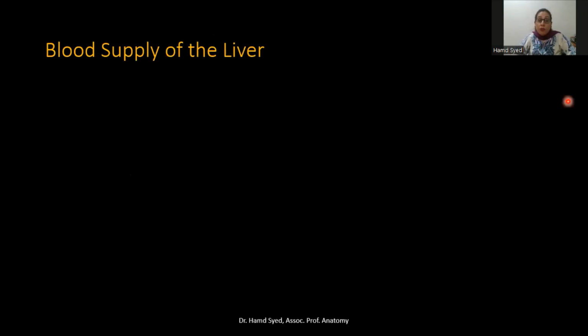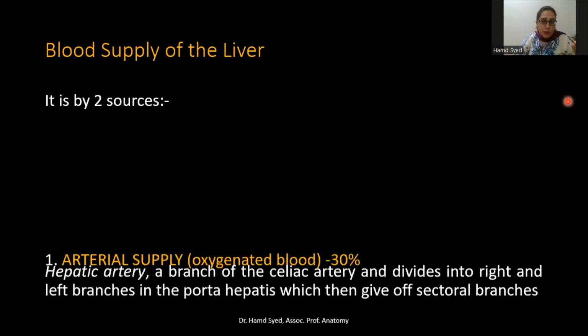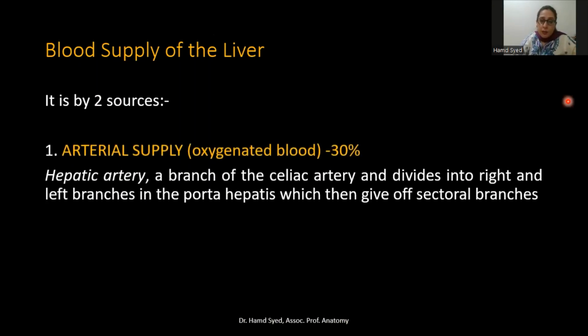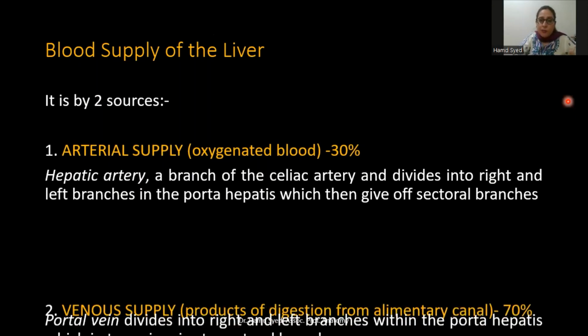Blood supply of the liver. When we talk about the blood supply, remember the two sources of blood which are entering the liver. The first is the arterial supply, which is bringing oxygenated blood to the liver. This is representing 30% of the input. And this is represented by the hepatic artery, which is a branch of the celiac artery, and it divides into right and left branches in the Porta Hepatis, and then it gives off sectoral branches.